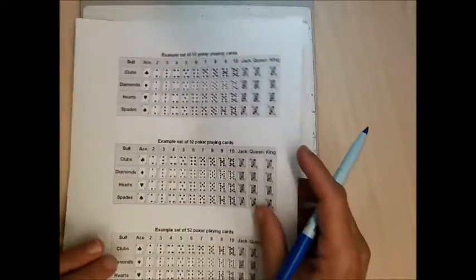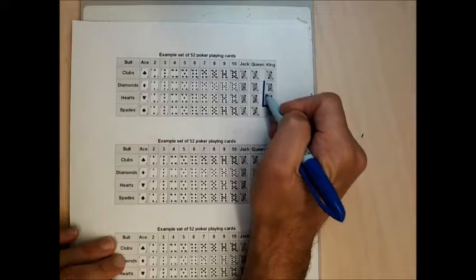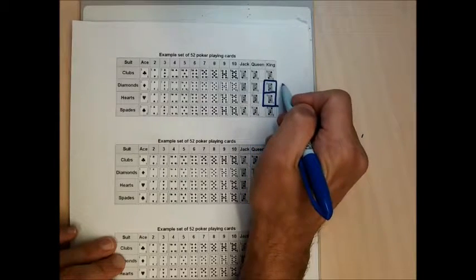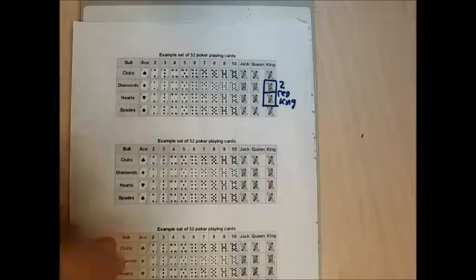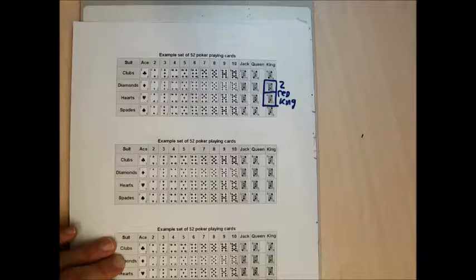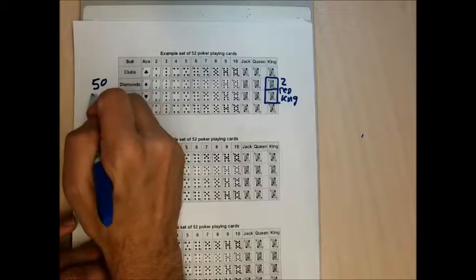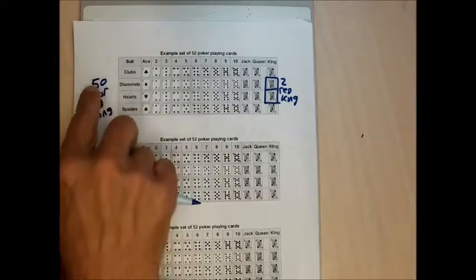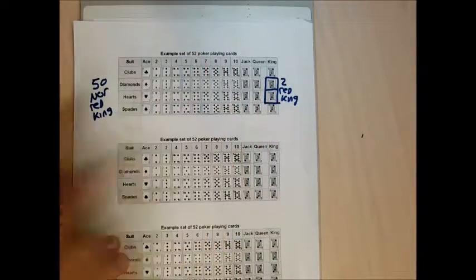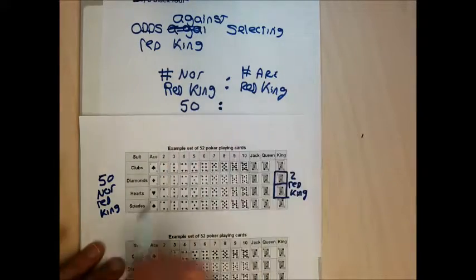It's easier to do the red kings first. Diamonds and hearts are the red cards. And in my deck of cards, there's 2 cards that are red kings. That would be the King of Diamonds and the King of Hearts. The rest of the cards that I haven't circled are not red kings, and there's going to be 50 of those that are not red kings, because these numbers have to add up to the 52 cards.